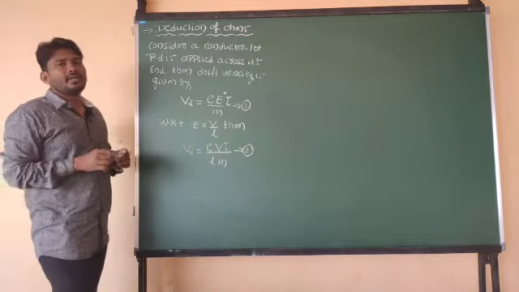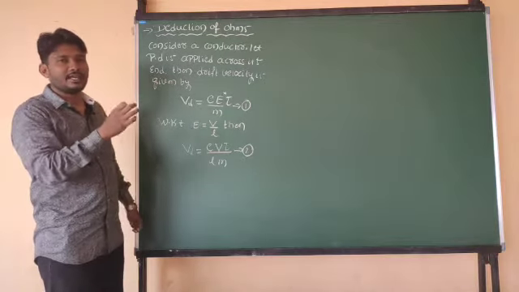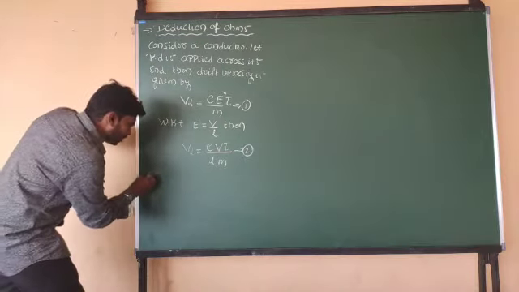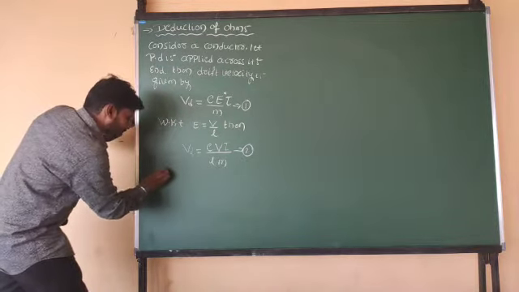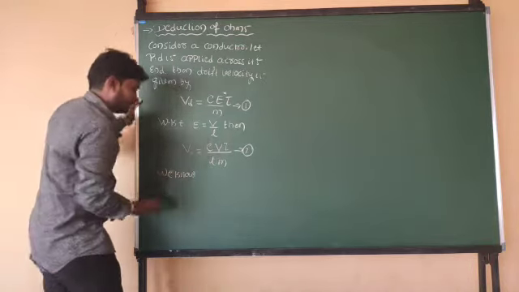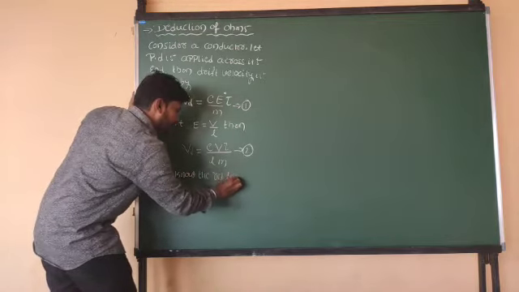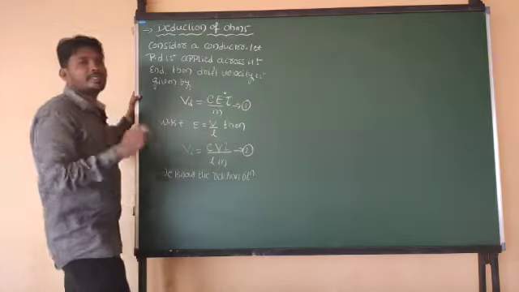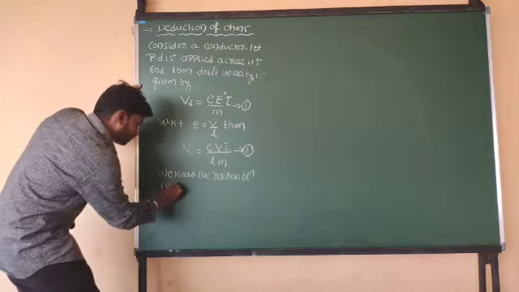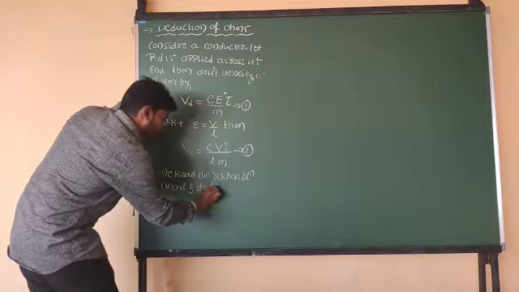And we already derived the expression for the relation between current and drift velocity. We got the expression I is equal to N A e into V of D. We know the relation between current and drift velocity.